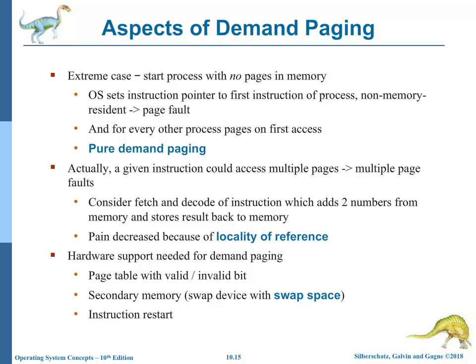The hardware necessary to support virtual memory is the same as for paging and swapping: a page table and a secondary memory. The swap device with a swap space is introduced in later chapters in this book.